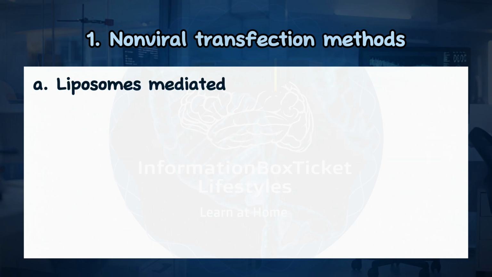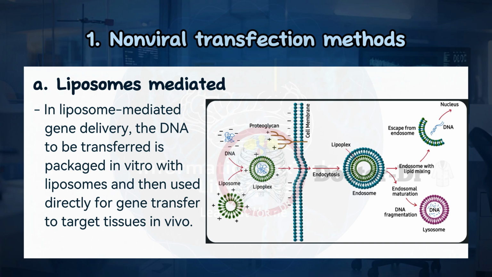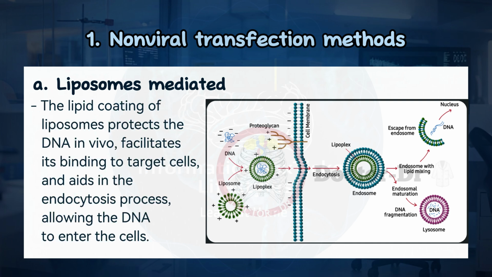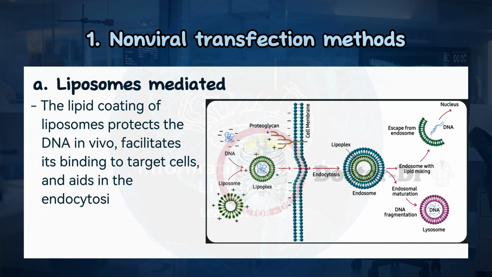A. Liposomes mediated. In liposome-mediated gene delivery, the DNA to be transferred is packaged in vitro with liposomes and then used directly for gene transfer to target tissues in vivo. Liposomes can be either cationic or anionic. Anionic liposomes have a negative surface charge that helps in binding DNA inside. The lipid coating of liposomes protects the DNA in vivo, facilitates its binding to target cells, and aids in the endocytosis process, allowing the DNA to enter the cells.